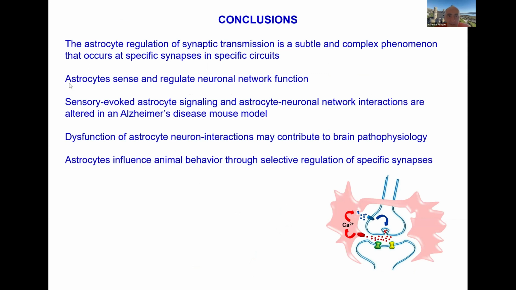I have shown also that astrocytes sense and regulate neural network function, that the sensory-evoked astrocyte signaling and astrocyte-neural network interactions are altered in an Alzheimer's disease mouse model. We propose that the dysfunction of these astrocyte-neural interactions may contribute to brain pathophysiology, so the cognitive deficits associated with Alzheimer's disease may be partially due to this dysfunction of the astrocyte-neural interactions. And finally, astrocytes influence animal behavior through the selective regulation of specific synapses, as we have seen in the amygdala.